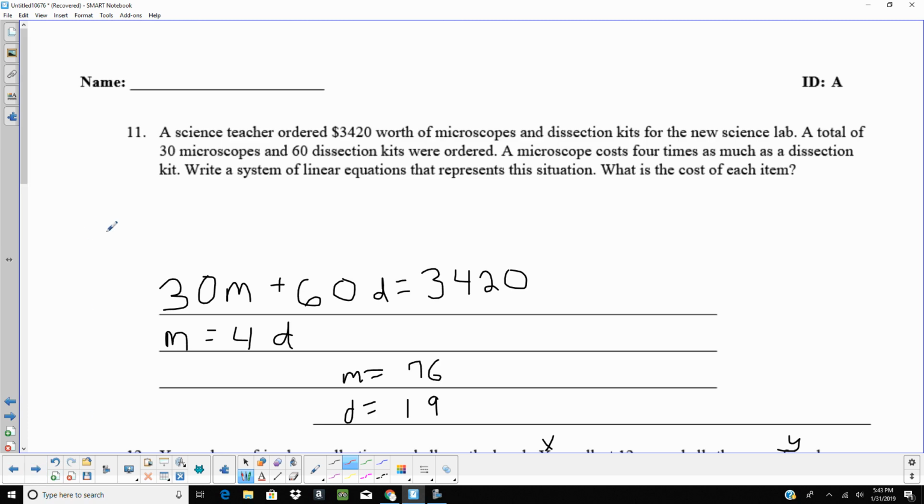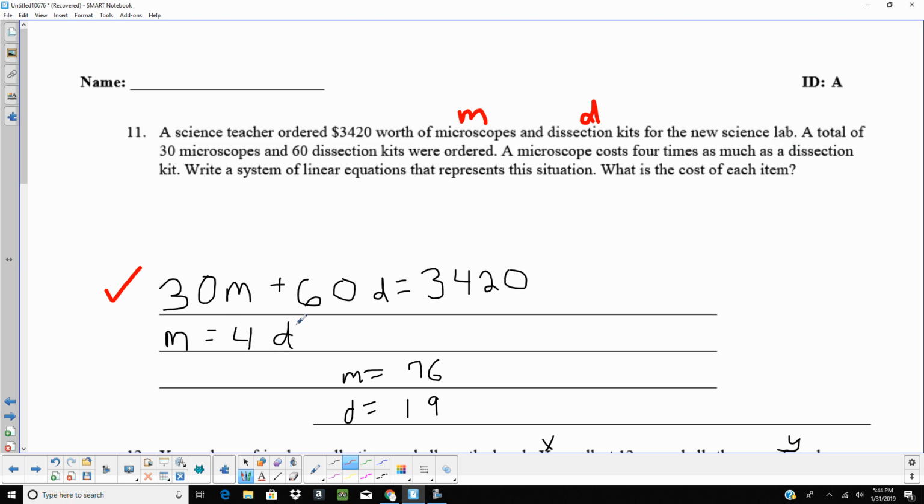Number 11, another word problem. So I'm using M for microscope and D for dissection kits. So 30 microscopes and 60 dissection kits were ordered, and the cost was $3,420. That's where the first equation comes from. The second equation, a microscope costs 4 times as much as a dissection kit, so M equals 4D.